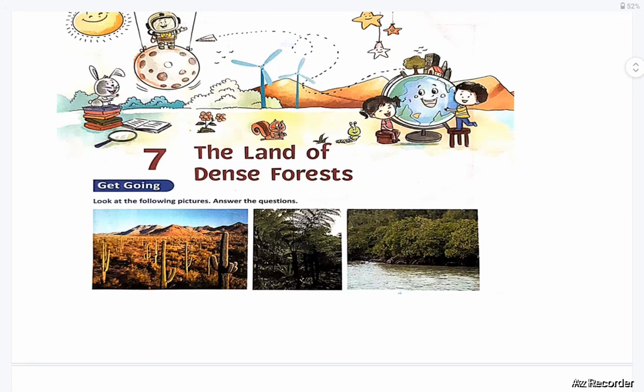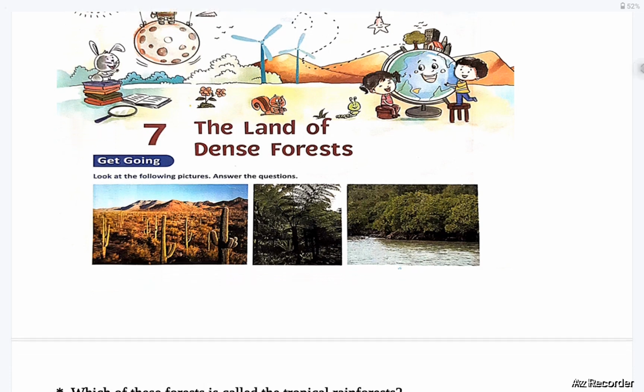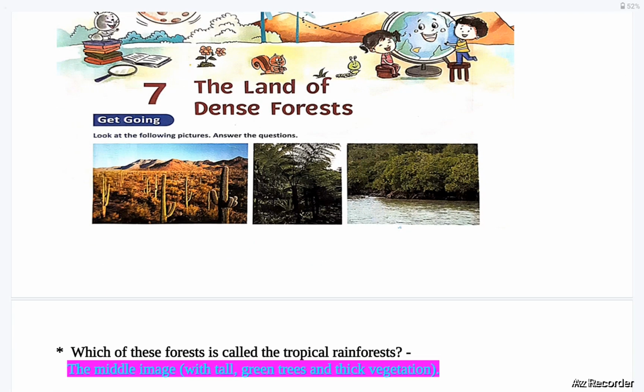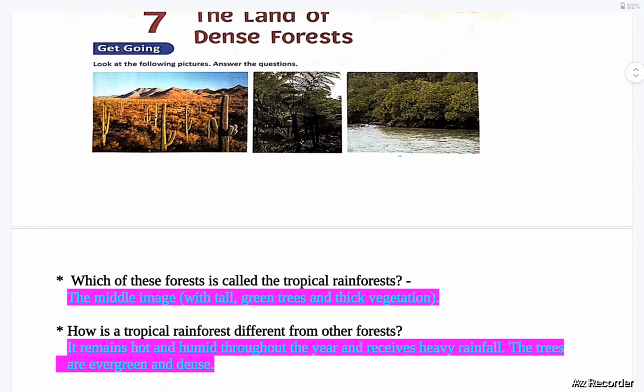We are going to discuss Social Studies Chapter 7, The Land of Dense Forest. So let's begin. Look at the following pictures and answer the questions. There are some pictures and two questions. Which of these forests is called the tropical rainforest? The answer is the middle image with tall green trees and thick vegetation.